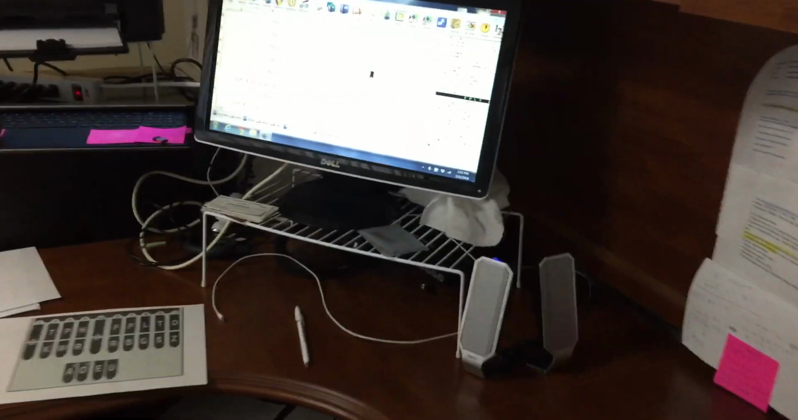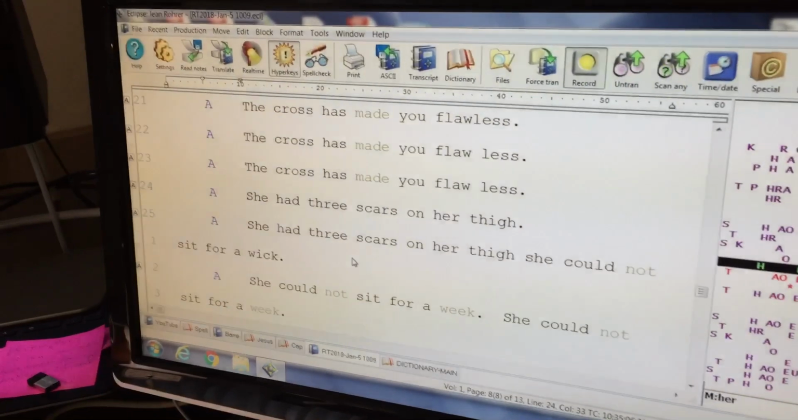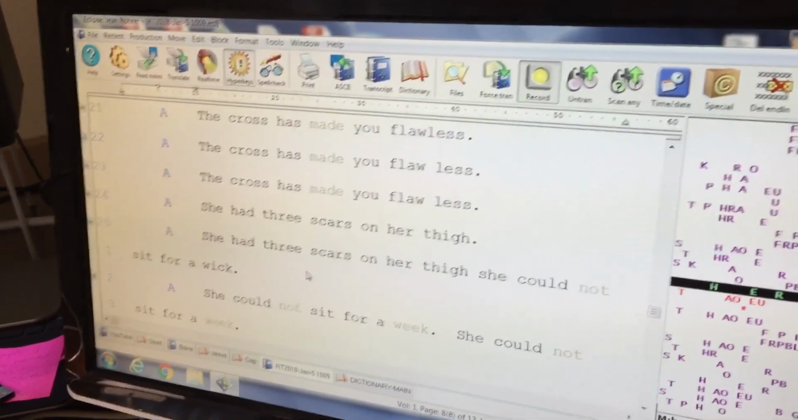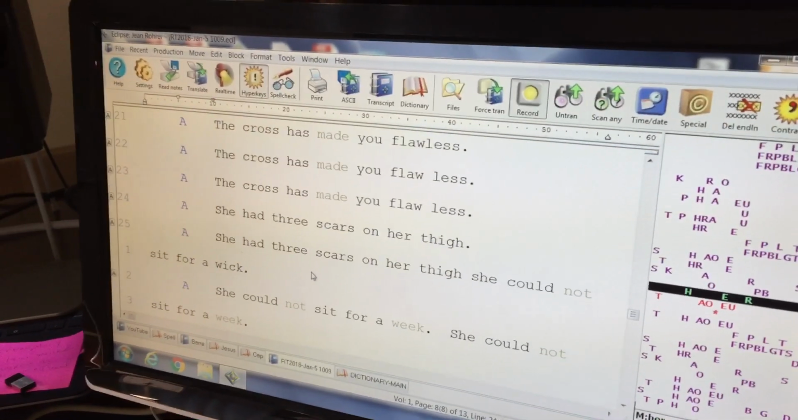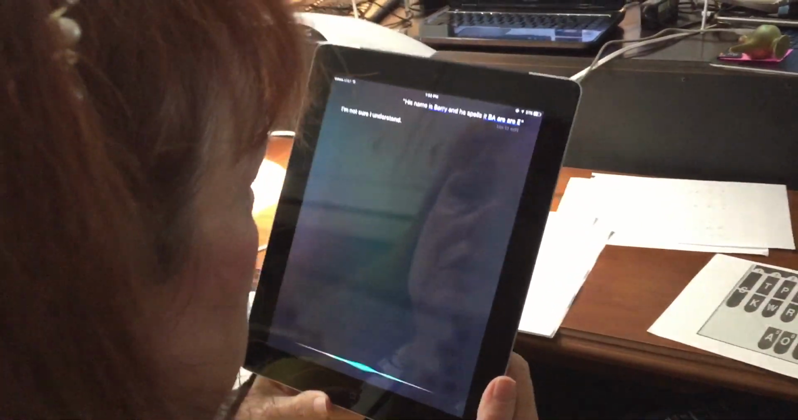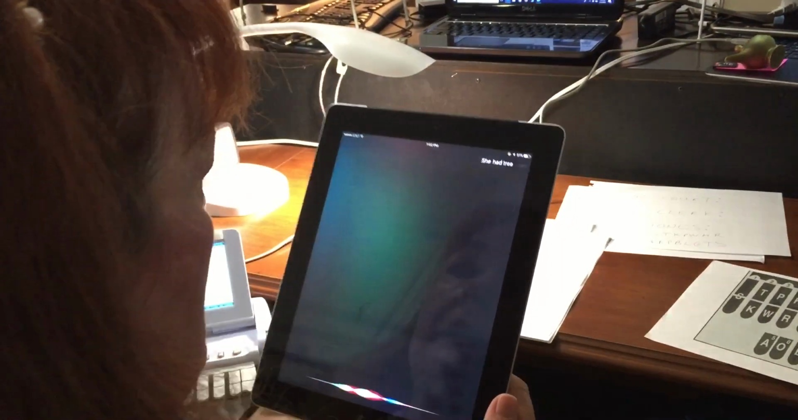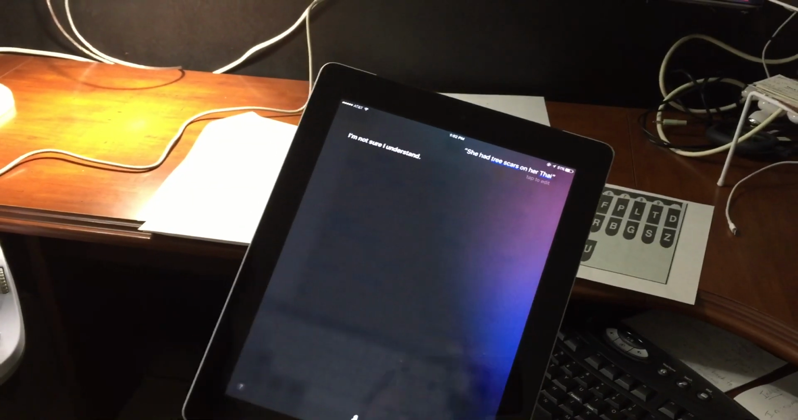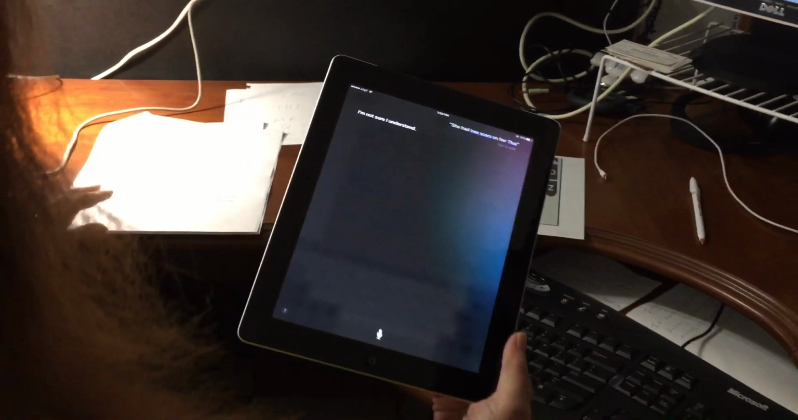Now, this Indian doctor said she had tree scars on her tie. And I knew what he said. Let's see what voice recognition does with that. "She had tree scars on her tie." "I'm not sure I understand." So that's one pitfall of using voice recognition, is accents.